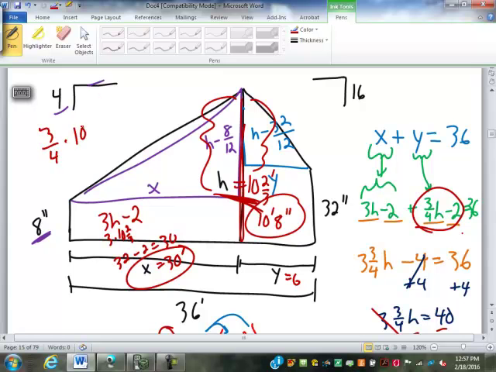3/4 times, right now, 10 and 2/3 minus 2. 3/4 times 10 and 2/3 is 8, minus 2 is 6.